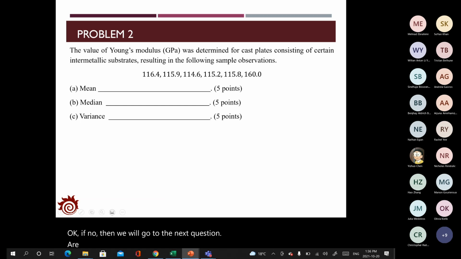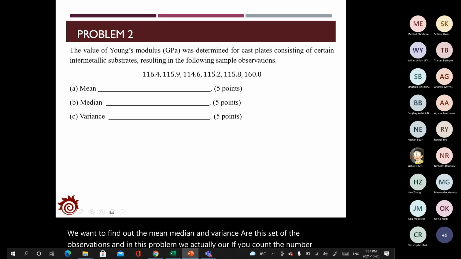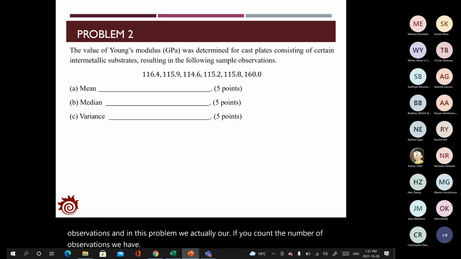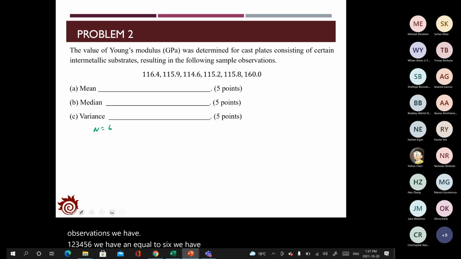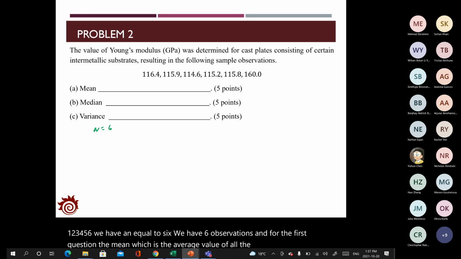In the next question, you are provided with several measurements of the Young's modulus, and we want to find out the mean, median, and the variance of this set of observations. And in this problem, if we count the number of observations, we have 1, 2, 3, 4, 5, 6. We have n equal to 6. And for the first question, the mean, which is the average value of all the observations, is very straightforward.